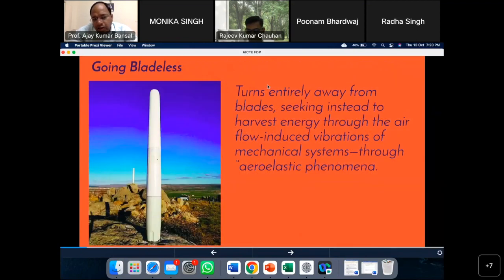As you are all aware, we have blades which are rotating, but now there is research going on and there are some wind turbines which are bladeless. They do not have any blades. They turn entirely away from blades, seeking instead to harvest energy through the airflow-induced vibration of the mechanical system. So we use the vibration mechanism. The air causes vibrations in the system, and then we convert those vibrations into energy.